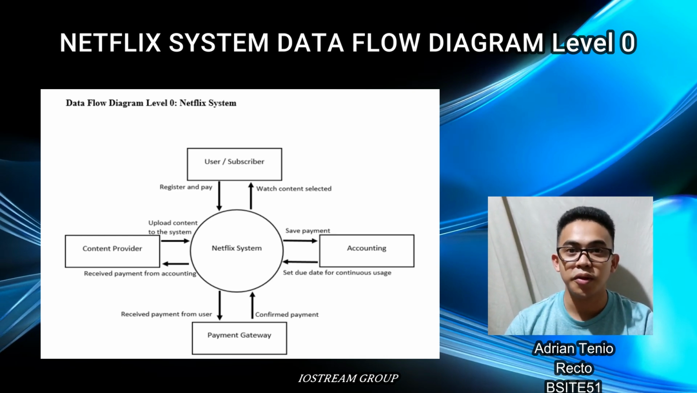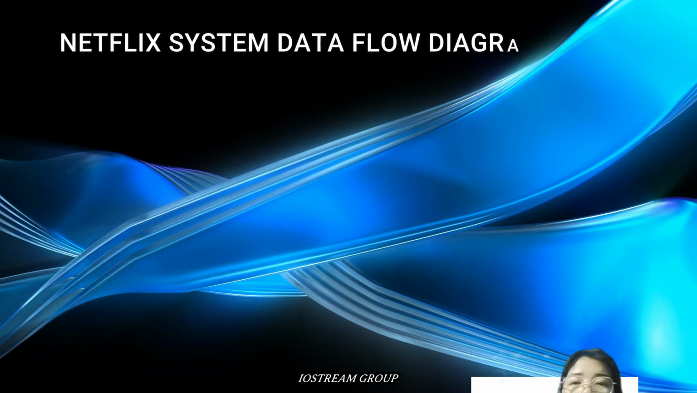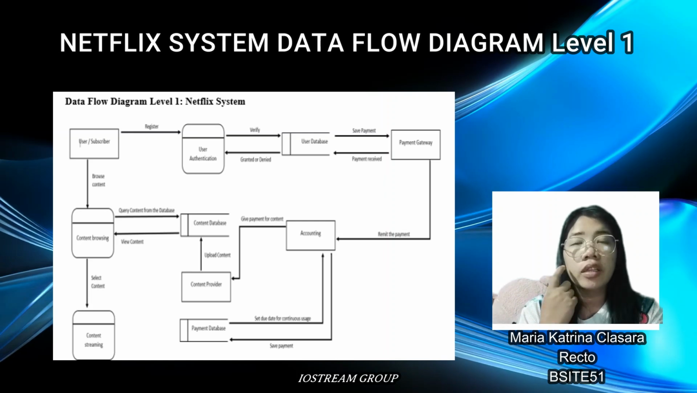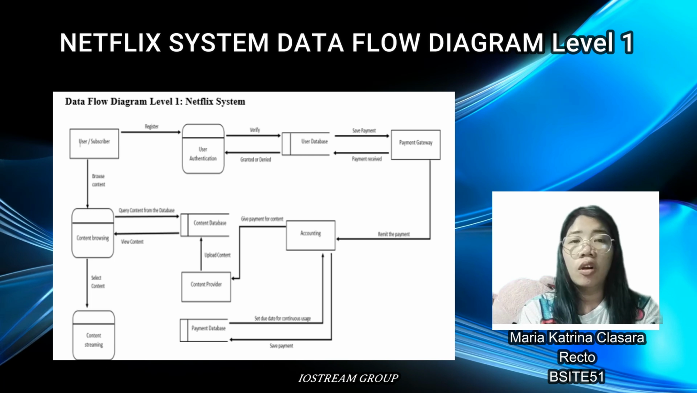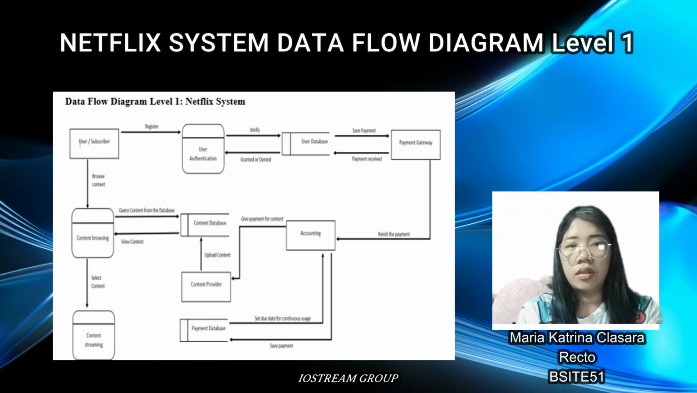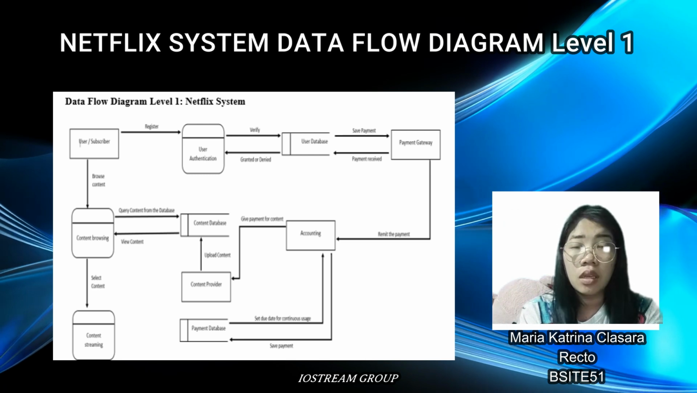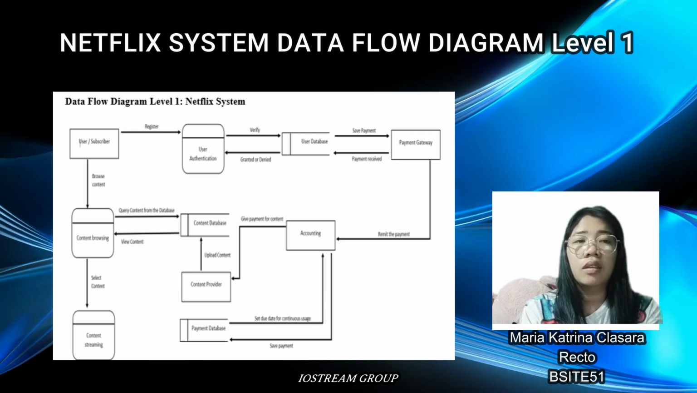Now, Kat and Rachel will explain the data flow diagram level 1. Hi everyone, this is the data flow diagram level 1. It expands upon the high-level overview from level 0. Here, we take a closer look at the details, processes, and how the different entities within the Netflix system interact with each other.